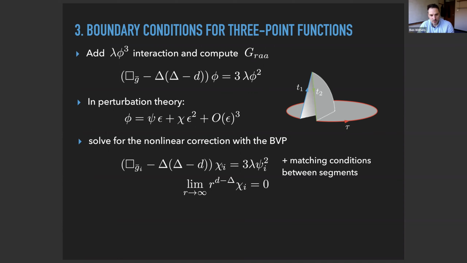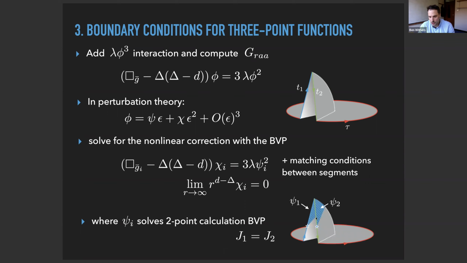So we have box of chi is given by this source term given by the linear response result, psi squared. So this is the equation we have to solve in the 3-point function case. The box of this nonlinear response is given by a bulk source term given by psi, where psi is the solution that we computed in the last calculation. So psi is this purely ingoing causal response to sources with J1 equals J2.